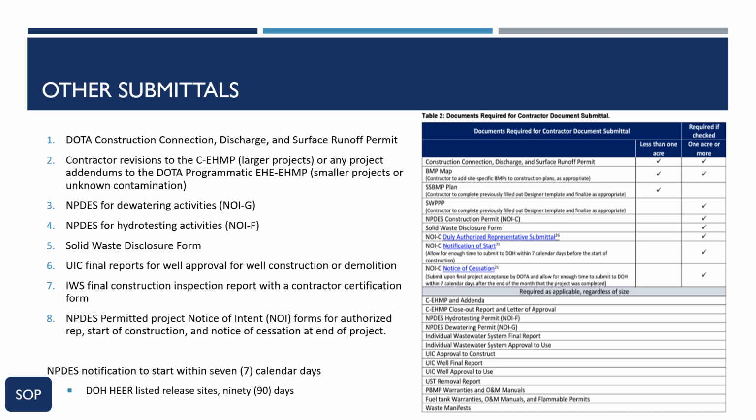NPDES notification to start within 7 calendar days before the start of construction is required to be submitted to DOH. For DOH listed release sites, a 90-day notification to start of construction is required. A full list of documents required for the contractor document submittal is included in the SOP. Documents must be submitted to AIR-EE for review prior to submitting to DOH. After AIR-EE approves the submittals, the SPM or tenant will be informed via email to submit to DOH.